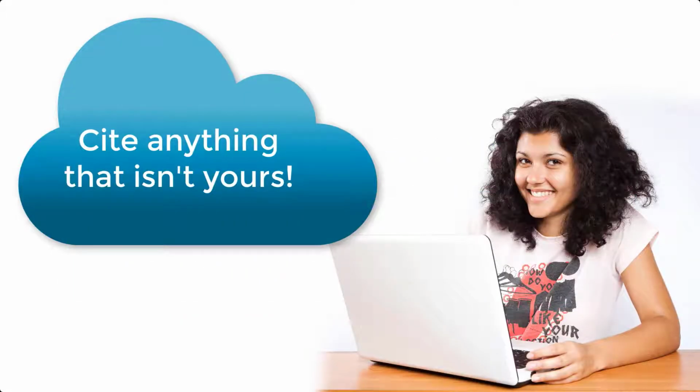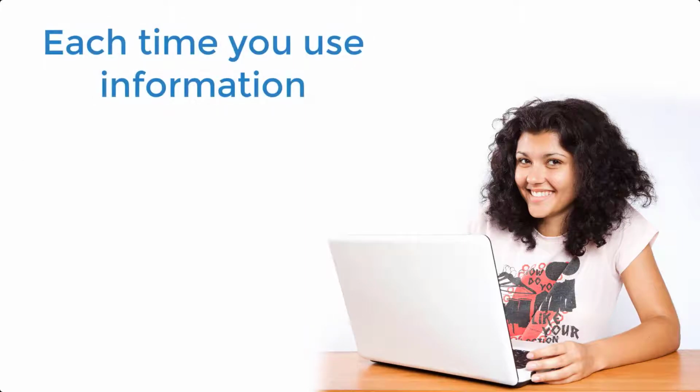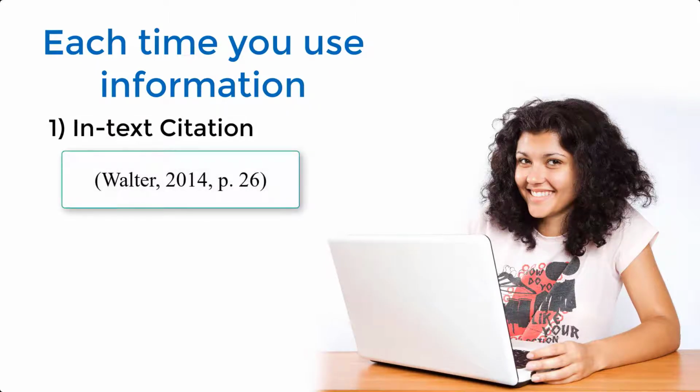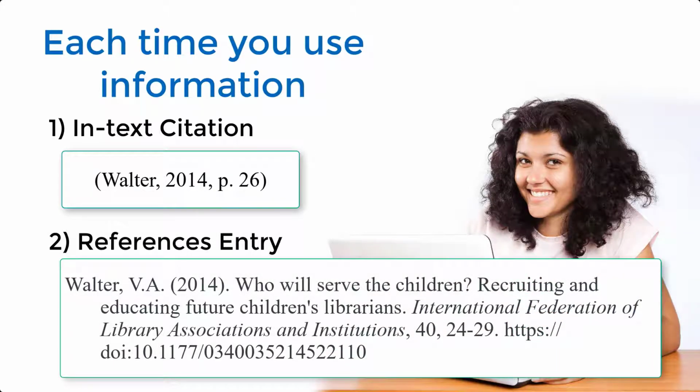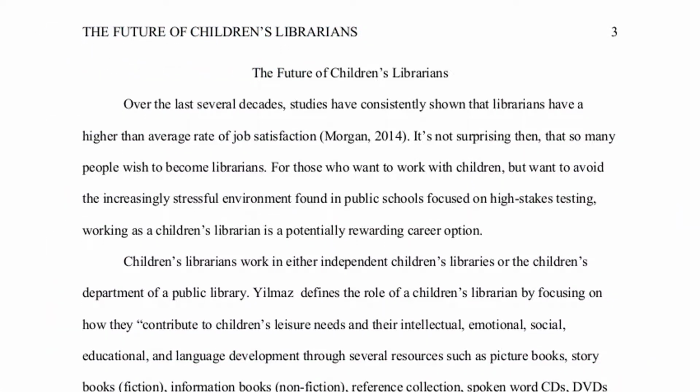APA also has rules about citing any information used in your paper that isn't yours. Each time you use information that is not your own, you must include two things in your paper. One, an in-text citation with brief information about the source, and two, an entry on the references page with the full details of the source.